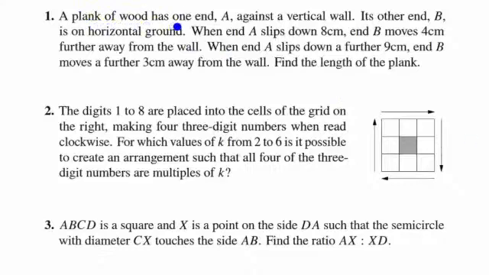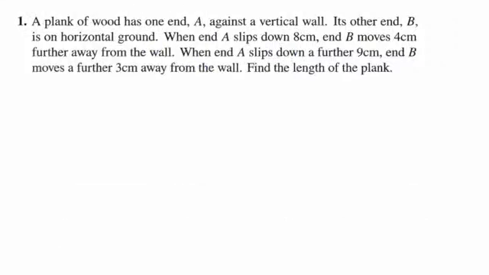A plank of wood has one end A against a vertical wall, its other end B is on horizontal ground. When end A slips down, so let's draw. Okay, it is vertical wall, horizontal ground. Let me show it like this. Then our wood is something like this. It is A, it is B. Then it says when end A slips down 8 centimeters.